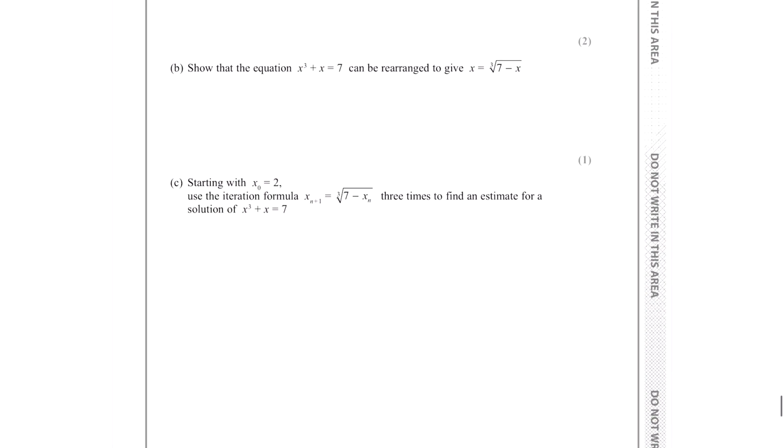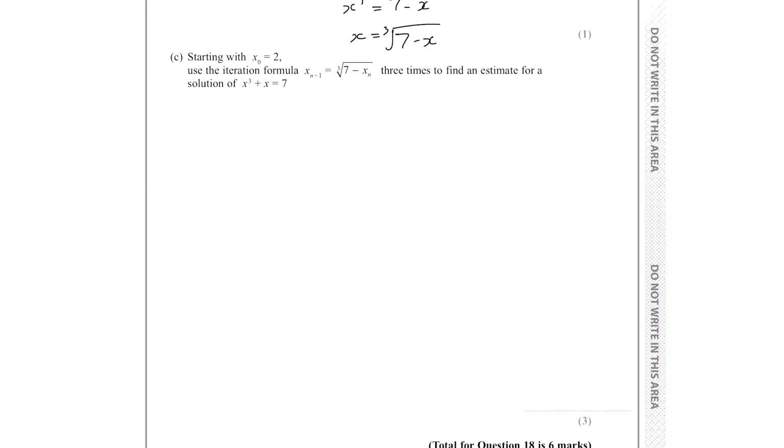Show that the equation x cubed plus x is equal to 7 can be rearranged to give that. So in this case, we have x cubed plus x is equal to 7, subtract x from each side, and you can already see it's looking very similar to that. And then finally, you can just cube root each side, so that would be x is equal to the cube root of 7 minus x.